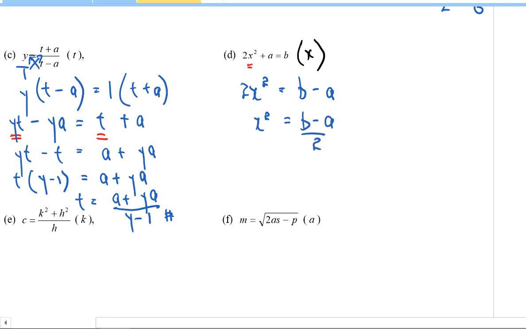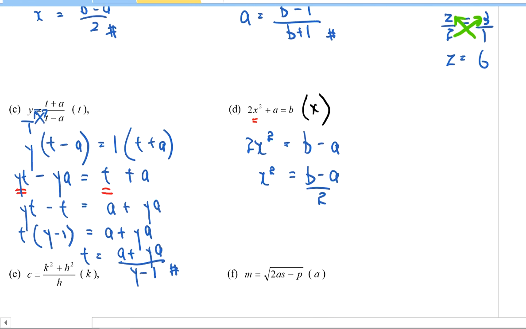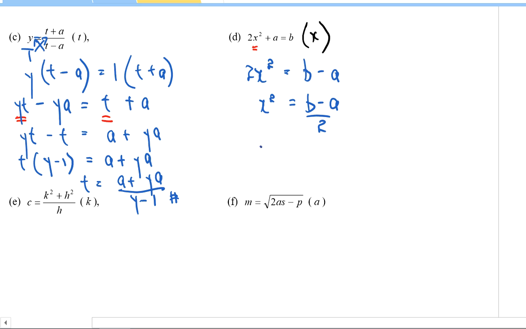After that, in order for me to get rid of the square, because this is an x square, please take note of your point 3 over here. If b square equals n, you need to square root both sides and apply a positive square root or a negative square root. However, if it's a b cube, you don't have to do so, you just have to take the cube root. Okay, this is a square root. So whenever you apply square root, please take note, it's very important to write plus minus. If you forget to write plus minus, 1 mark will be deducted away.